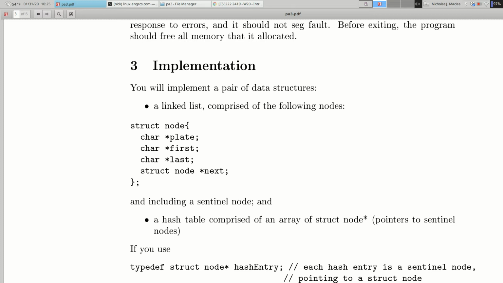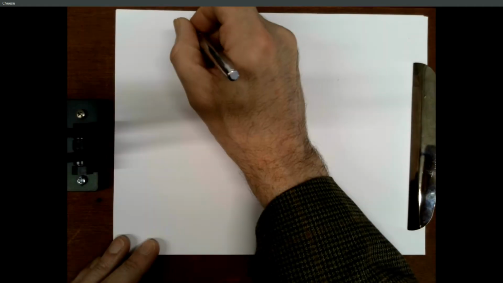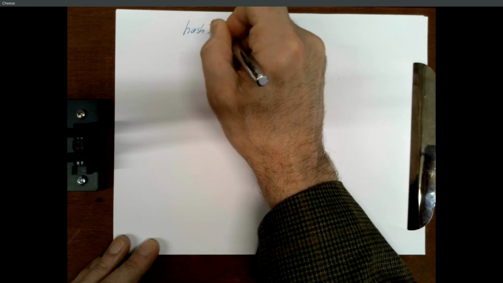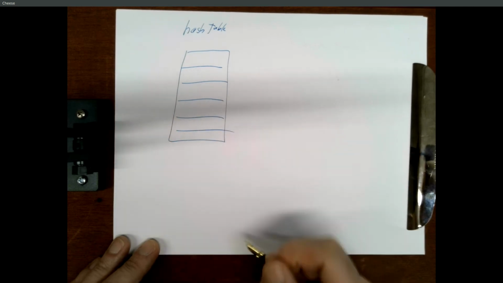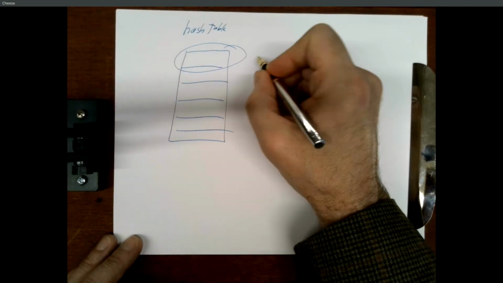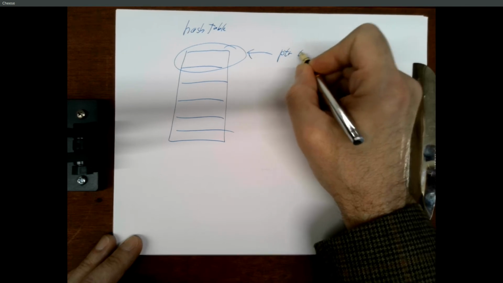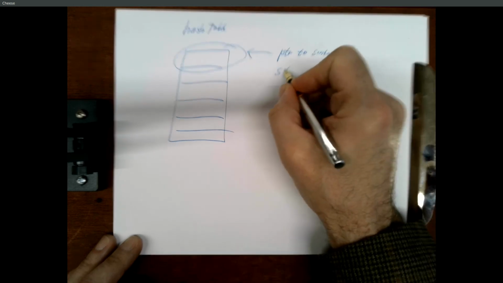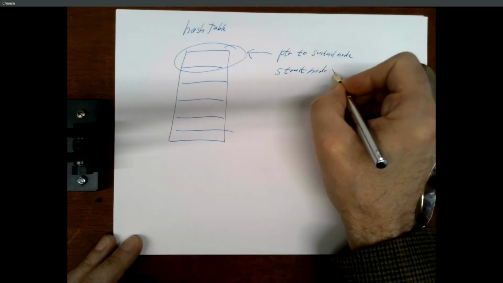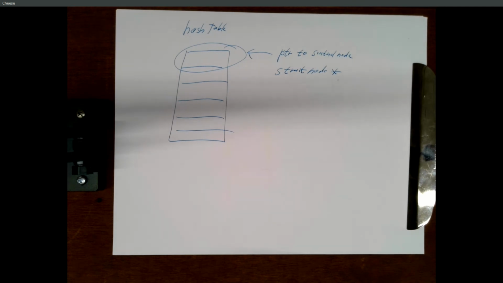Okay, there's a hash table, which is an array of pointers to sentinel nodes. So an array of pointers to sentinel nodes. So if this is hash table, it's an array. Each of these is a pointer to a sentinel, which means it's a struct node star. Yeah. This is kind of similar to nested arrays. Kind of, yeah.